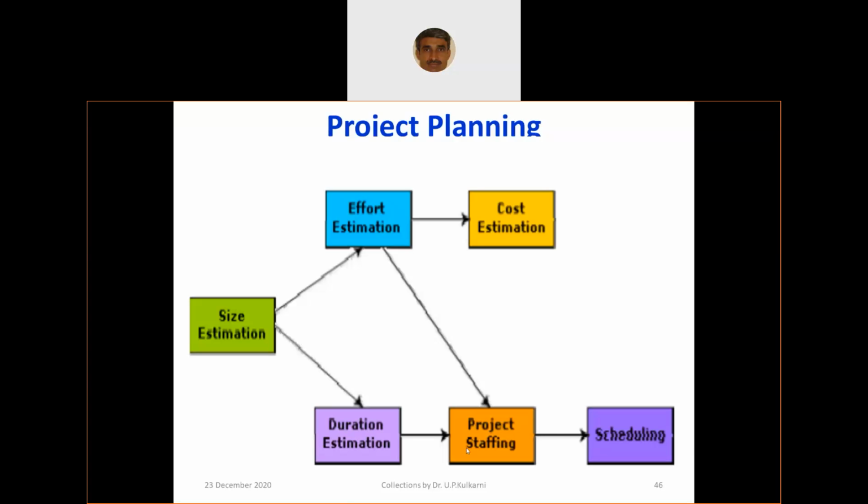Then project staffing: how many people are required? Then what is the schedule? The Gantt chart is being drawn, in which week what you are doing. All these are an integral part of project planning: effort, staffing, schedule, duration, cost, and naturally the size. These are all different terms that we use.